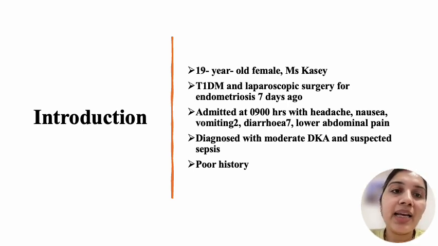Mrs. Kasi is a 19-year-old female, and she has a history of type 1 diabetes mellitus. She went for laparoscopy surgery 7 days ago, for endometriosis, and she was admitted to the emergency department at 9 o'clock with headache, nausea, vomiting 2 times, diarrhea, 7 episodes of diarrhea, and lower abdominal pain. She was diagnosed with moderate diabetic ketoacidosis and suspected sepsis.